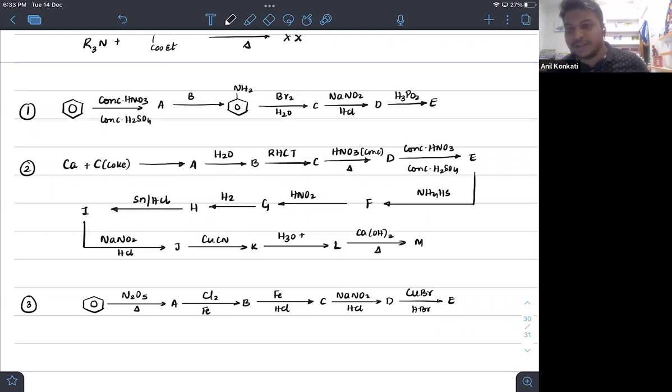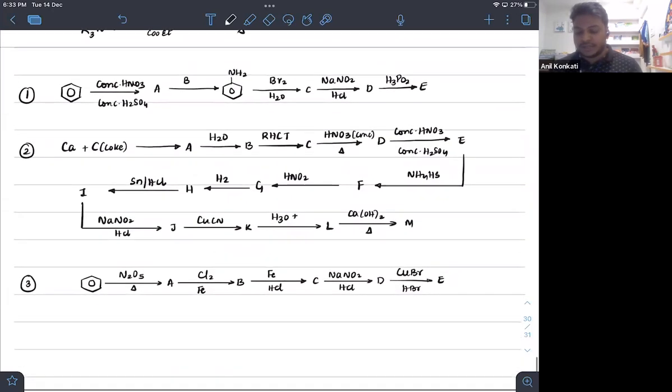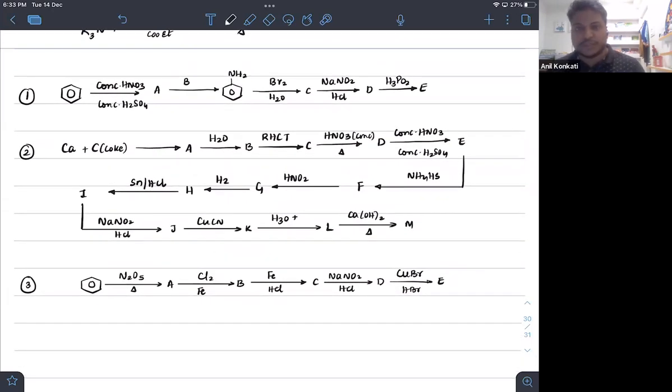Yes, Athar, very good. That's pretty much the correct answer for the first one. You could do the same thing. Practice this once, these 1, 2, 3. That will give you an overall idea about the reactions here.